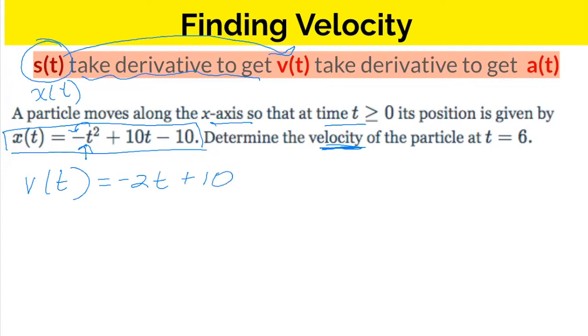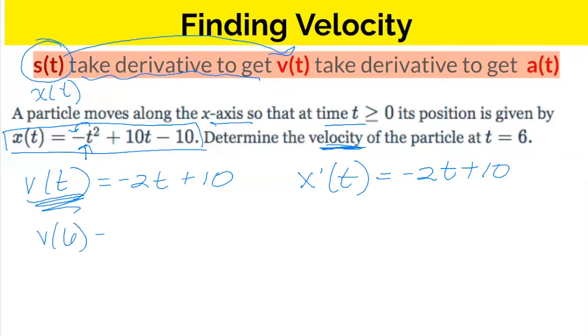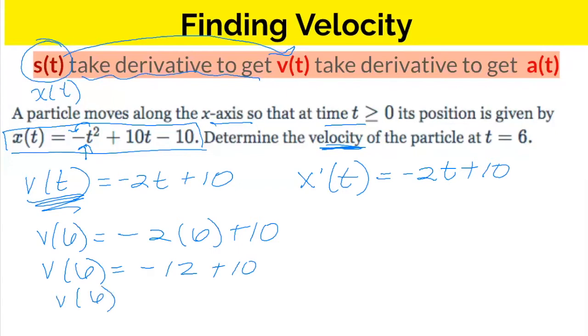So we just took the derivative of the original function. If you want, you could write the function like this, which is still negative 2t plus 10, but you need to state somewhere that the velocity is that function. Now we can substitute in our 6: negative 2 times 6 plus 10, at time equals 6. That gives us negative 12 plus 10, which means the velocity at 6 is negative 2. So that is how you find the velocity if they give you the original function.